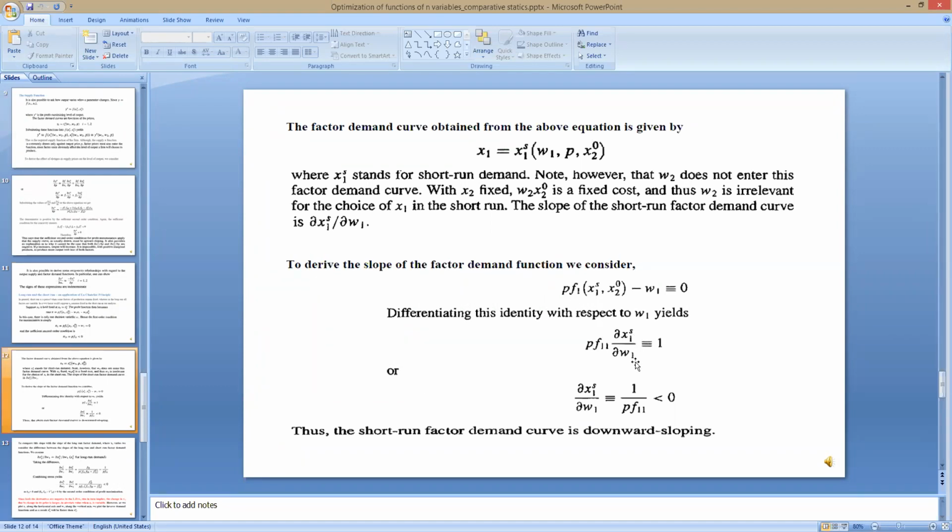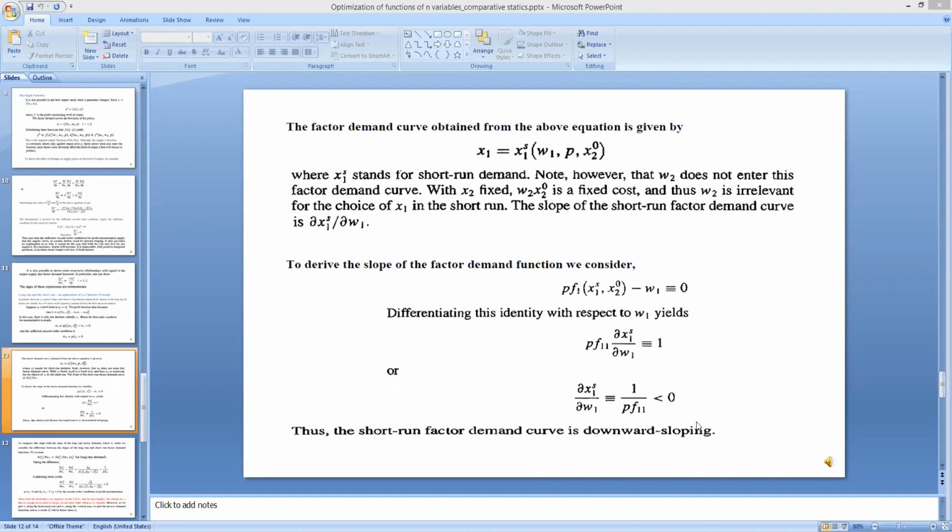So differentiating this identity with respect to w1, we are getting P F11 del x1 star by del w1 minus 1 equal to 0. So that 1 we can bring to the right hand side. If we rearrange a little bit, del x1 star by del w1, that is the change in optimum input demand with respect to W1, will be given by 1 by P F11. This F11, by the second order condition, is less than 0. Therefore, this entire expression is less than 0.